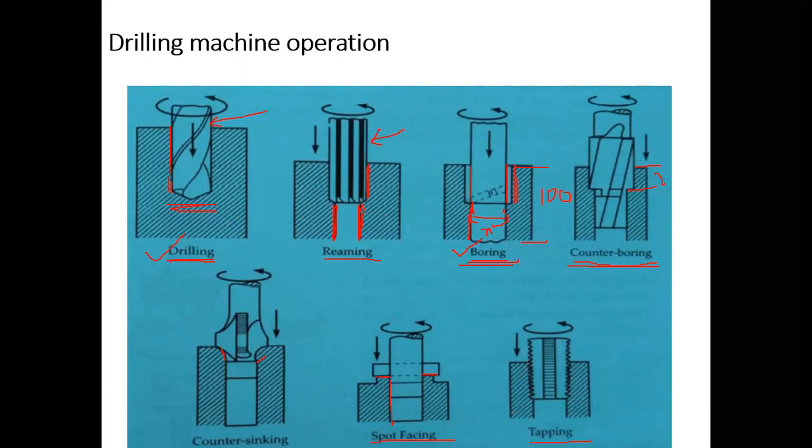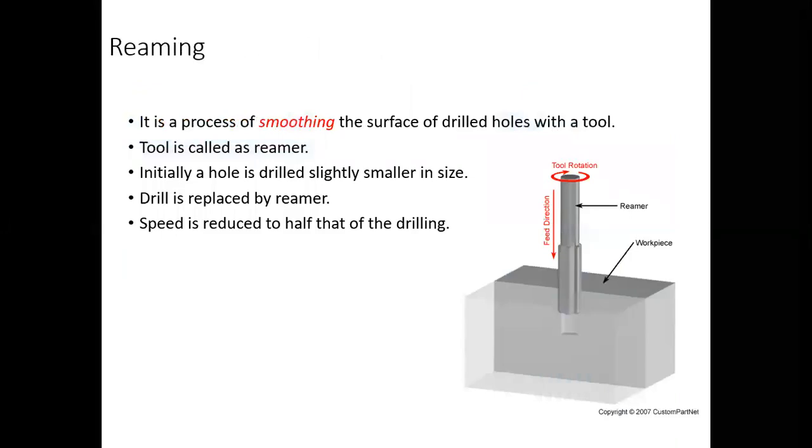So now my next slide where we can see one by one. So this is the reaming. Reaming is a process of smoothening, or nothing but finishing, the internal surfaces of a drilled hole with a tool. So already the hole is drilled. If you see in this, you already have a hole.